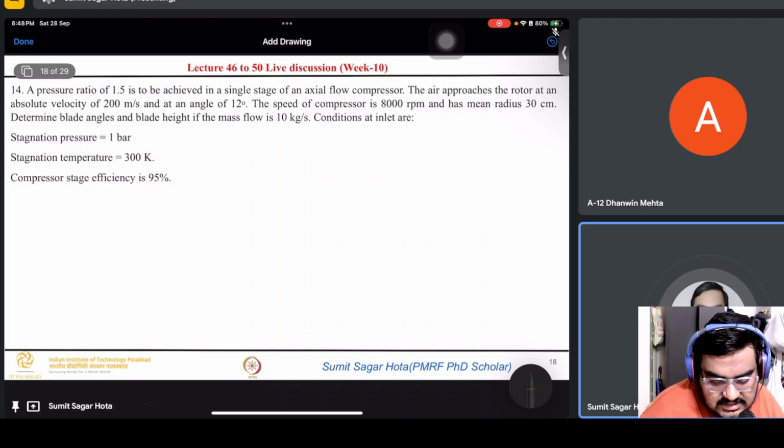When these types of questions are there, the first job is always to draw the inlet velocity triangle. Inlet or exit, whichever is required, just draw it. Obviously in this question we need to draw both the inlet and exit velocity triangles, and we need to find subsequent parameters. That's the idea of this question.